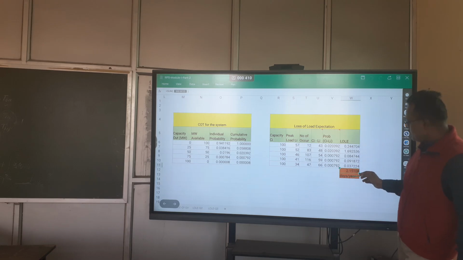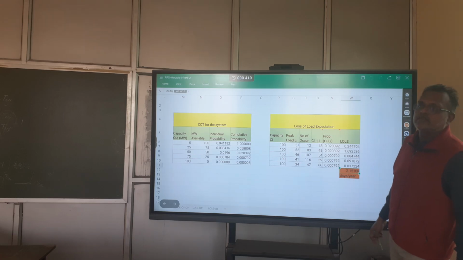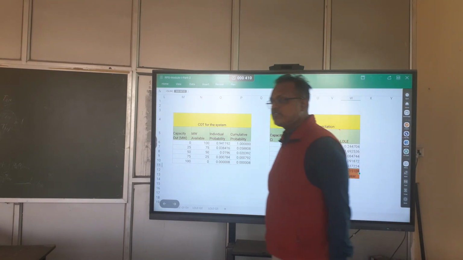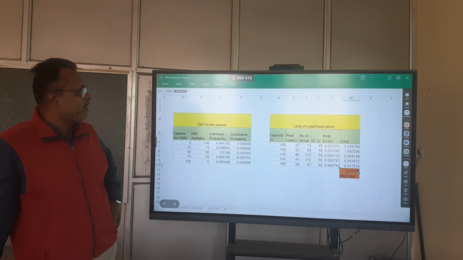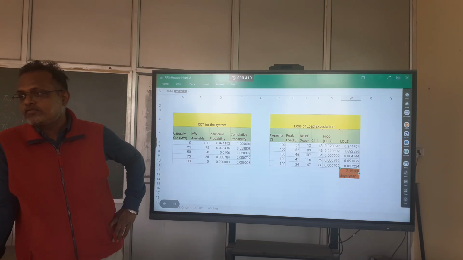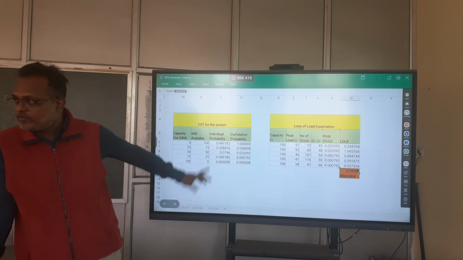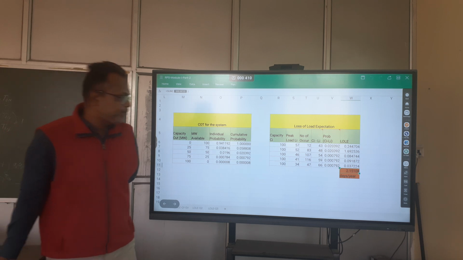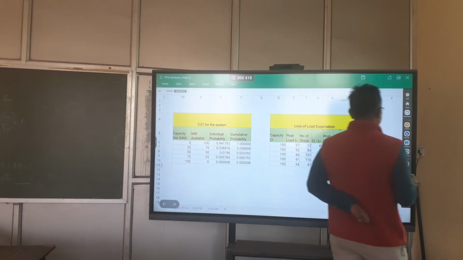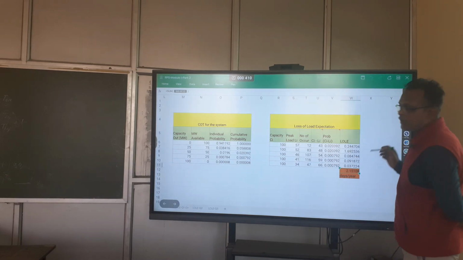So this is the summation of W6 to W10, giving days per year. This is the answer for this system: 2.15 days per year of loss of load expectation for this particular system. So this is how it is calculated. Okay, so we stop here.